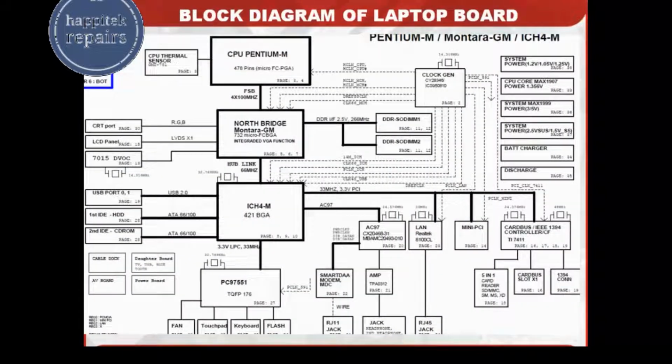Now we will understand the block diagram of laptop boards, how to identify the block diagram. This is an old board, that is, north bridge with south bridge. You can see mainly there are CPU, north bridge, south bridge, IO-IC, clock generator, audio IC and LAN ICs. Power supply ICs are also there. CRT and LCD connections are there. The main ICs are these.